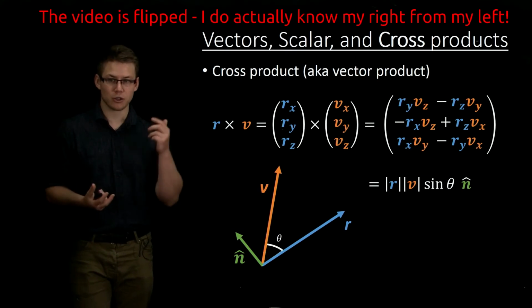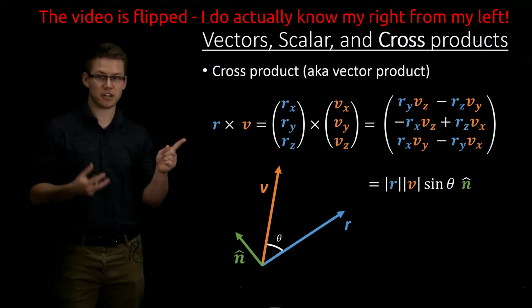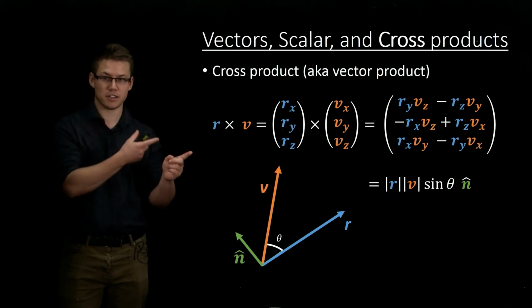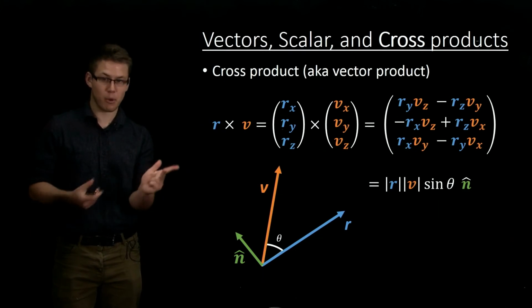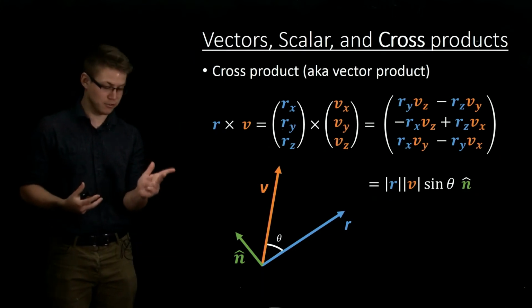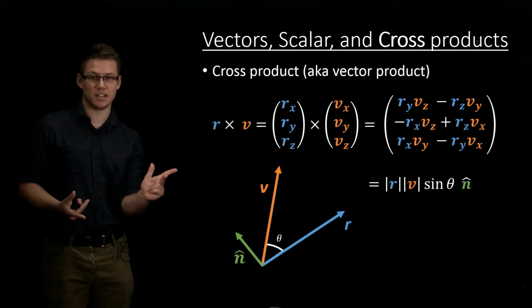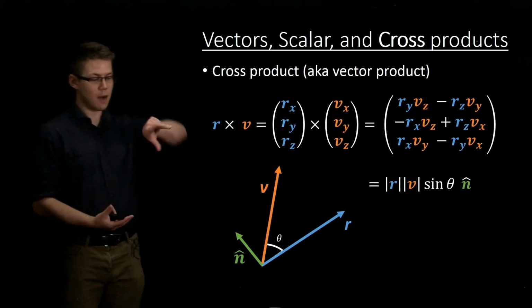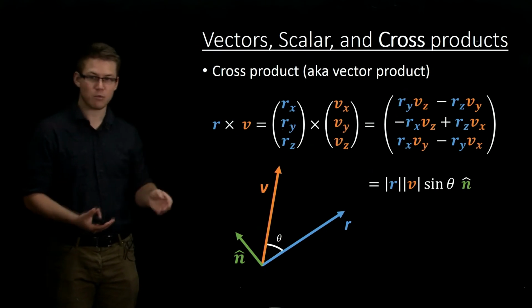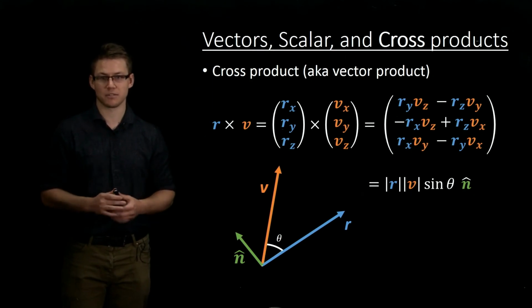What you do is you take your right hand, you take your first finger and point it along the first vector in this expression, which in this case is r. You take your second finger and point it along the second vector, so v, and your thumb then tells you which direction n will be pointing in. So if we had reversed these, if it was v cross r, then you'd need to turn your hand over and n would be pointing down this way rather than up in this direction.